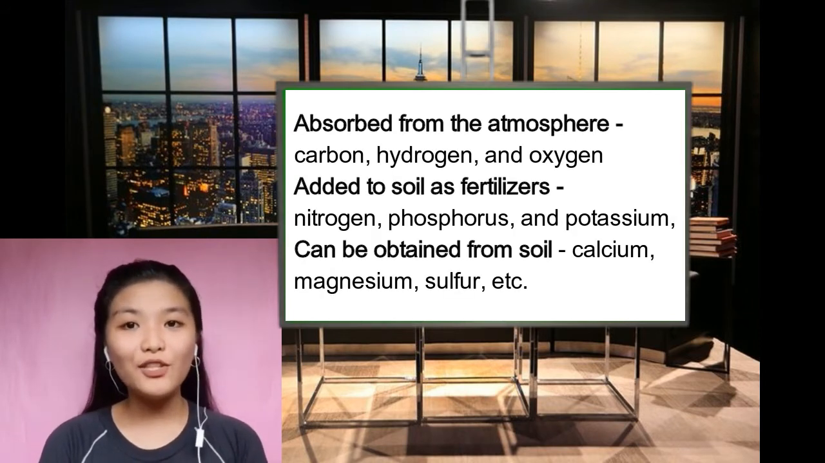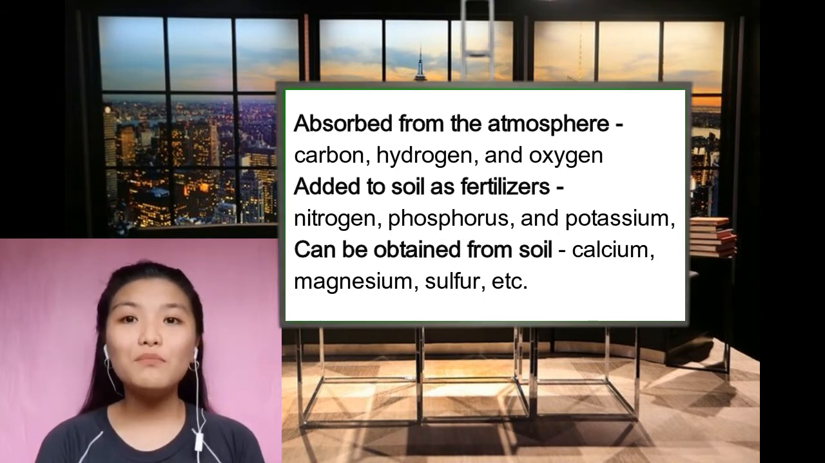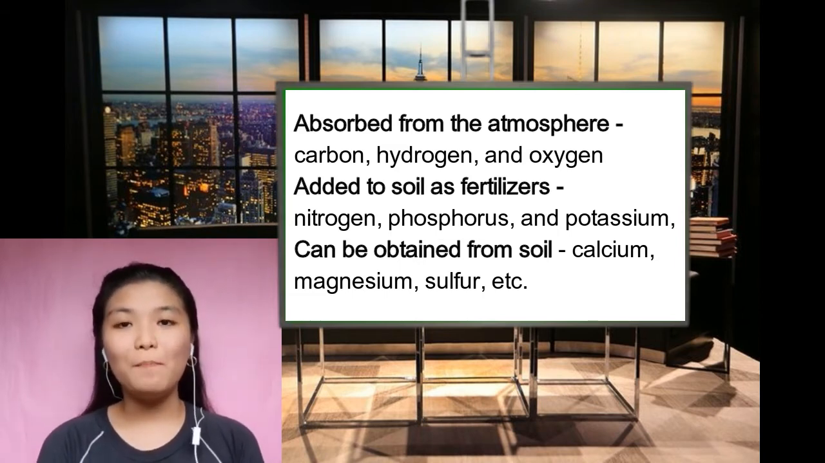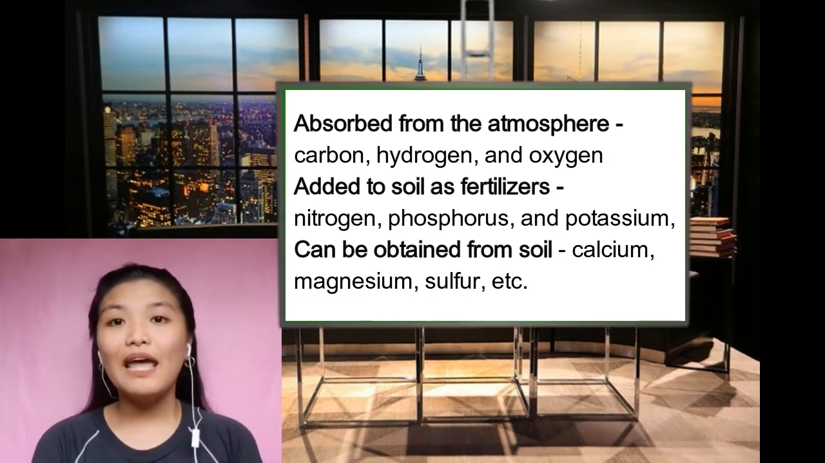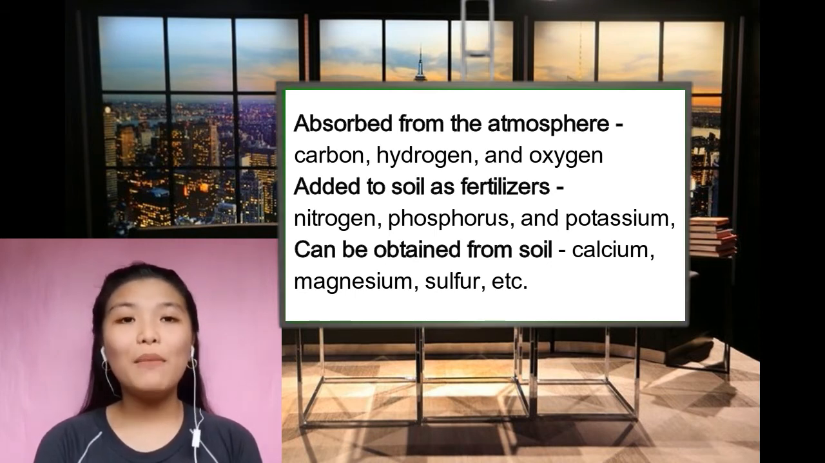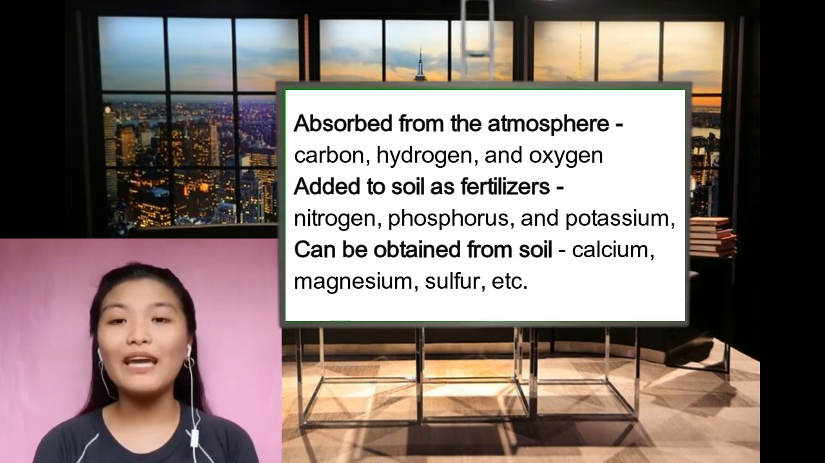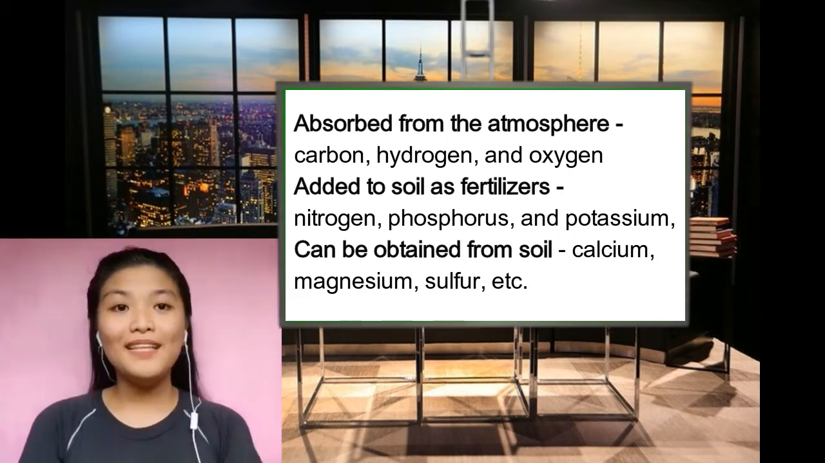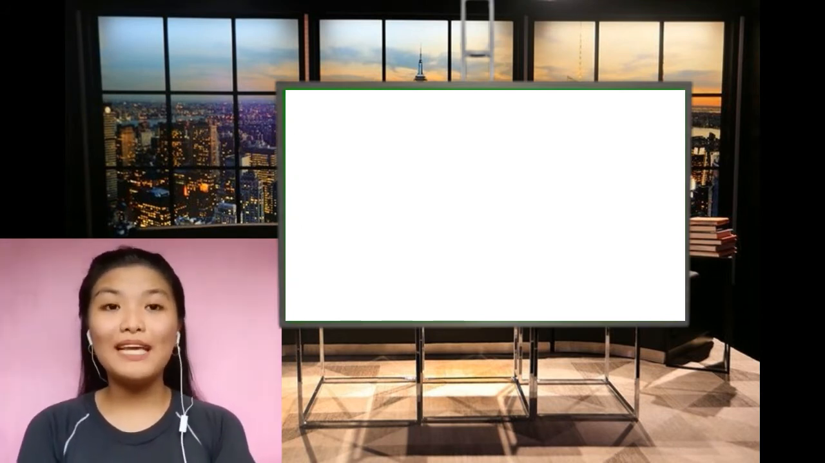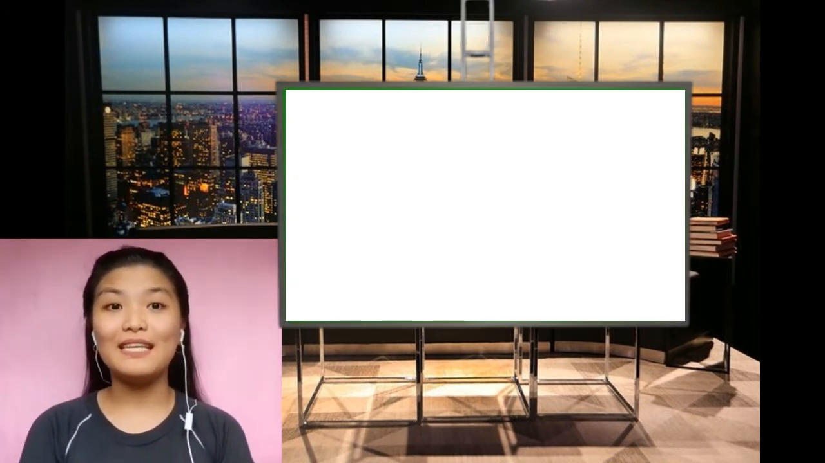So the examples of it are carbon, hydrogen, and oxygen, which can be absorbed from the atmosphere, and also the nitrogen, phosphorus, and potassium, which are added to soil as fertilizers. And lastly are the calcium, magnesium, and sulfur, and etc., which can be obtained from the soil. Let's give some more details about the examples of macronutrients in soil.